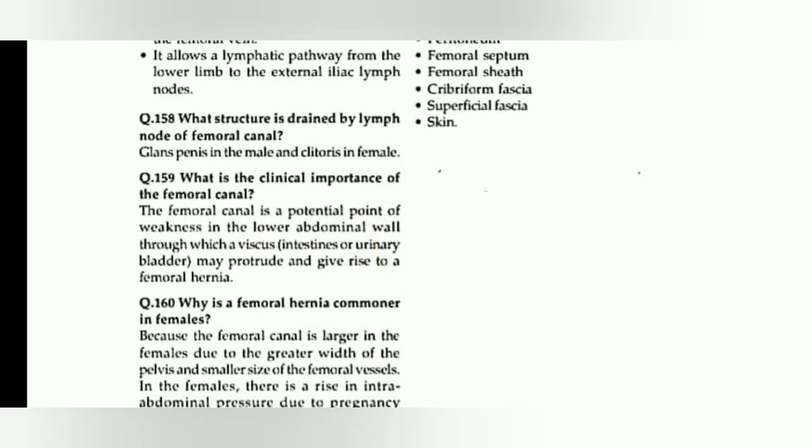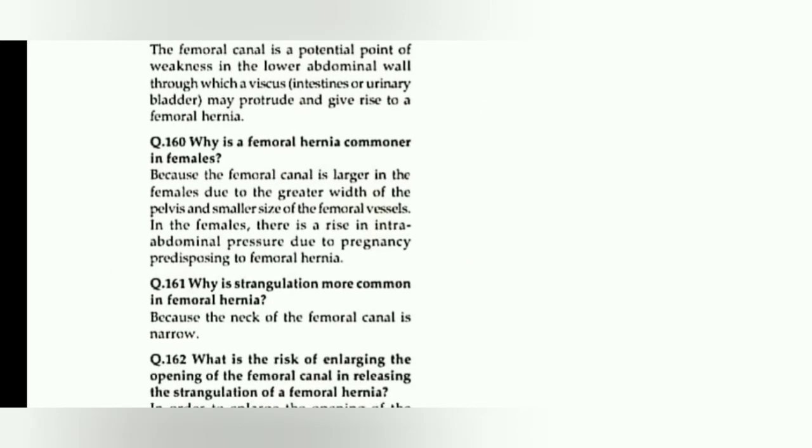So, what is the clinical importance of the femoral canal? The femoral canal is a potential point of weakness in the lower abdominal wall through which a viscus, that is intestines or urinary bladder, may protrude and give rise to a femoral hernia. Why is femoral hernia commoner in females?